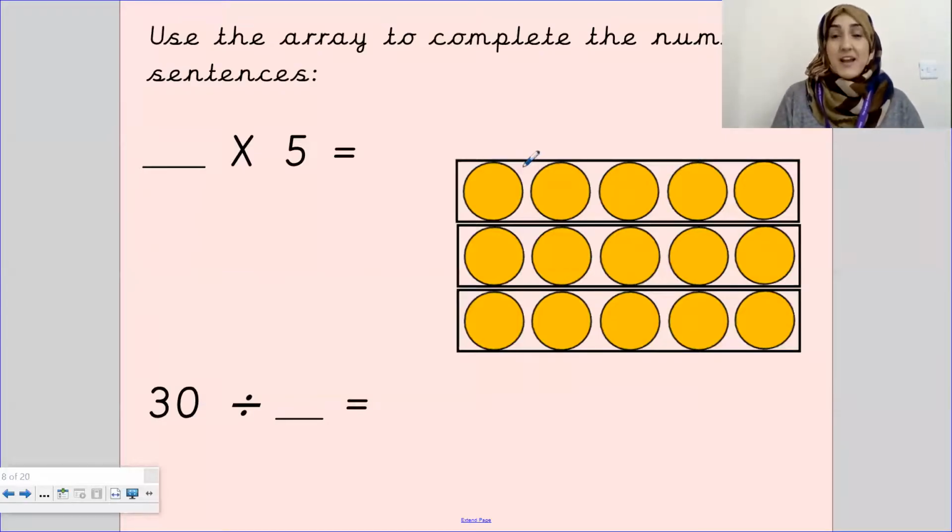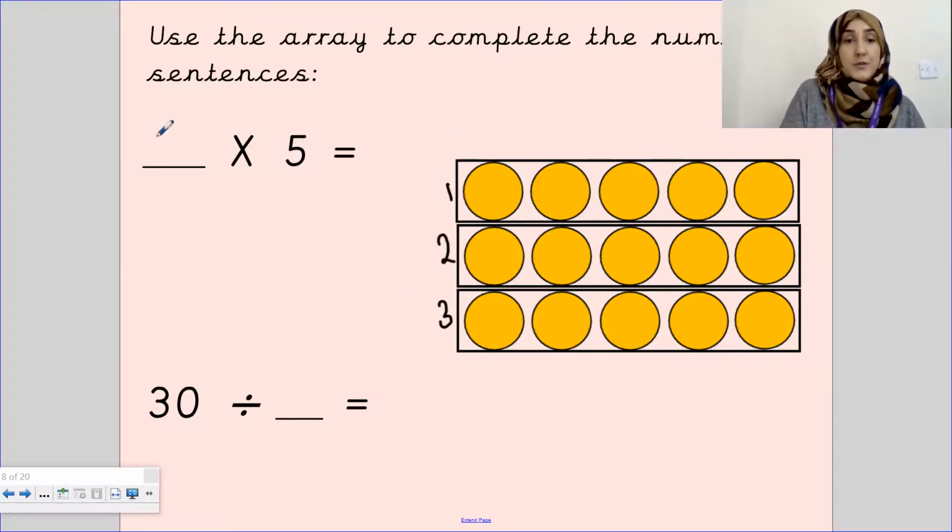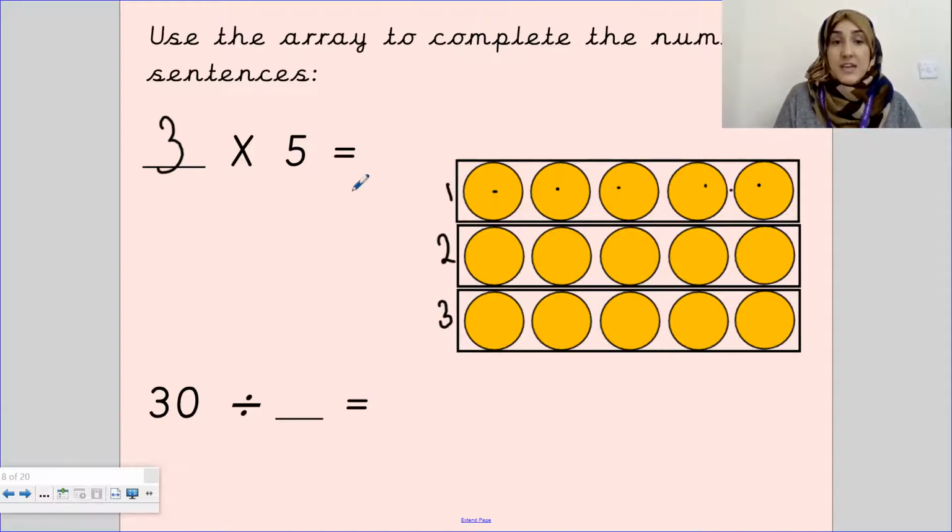Okay, so from the array, we can see that they are grouped into rows. There is 1, 2, 3. There are 3 rows. So 3 rows multiplied by 1, 2, 3, 4, 5, 5 counters in each row equals, hold up 3 fingers and count in your 5s. 5, 10, 15. Fantastic, Morris. So 3 multiplied by 5 equals 15.